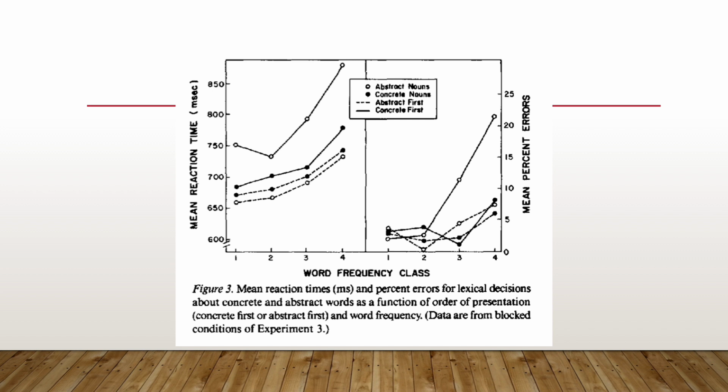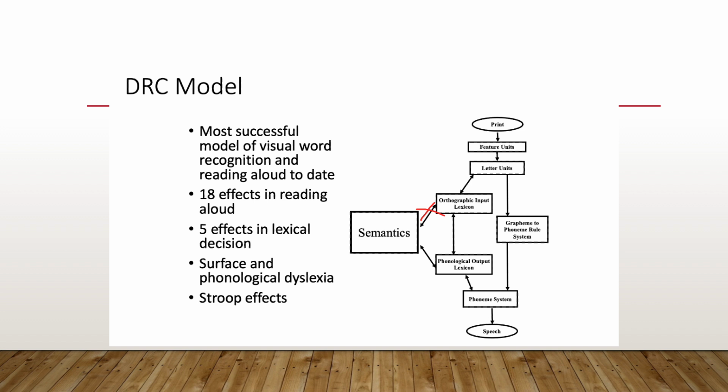And as we can see, when concrete nouns are first, it's represented by the solid lines. When abstract nouns are first, however, it's represented by the dashed line. And as you can see, when abstract nouns are first, there is no interaction, which means that there is no effect, which is consistent with the idea that semantics is not being used. However, when concrete words are first, there is an interaction and an effect, which suggests that semantics is being used. Using the DRC model, we can explain what happened in the previous slide.